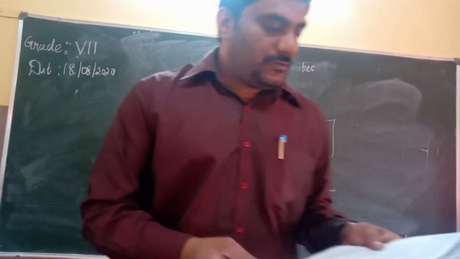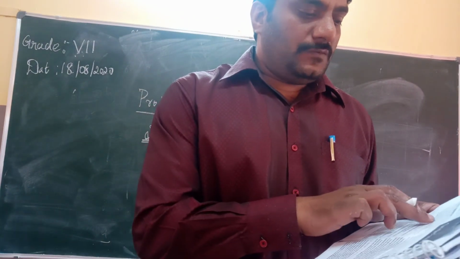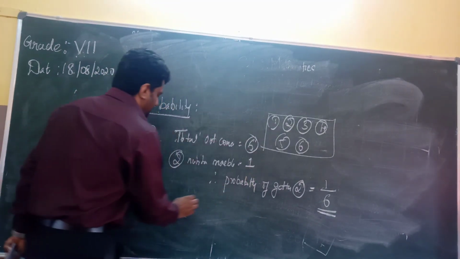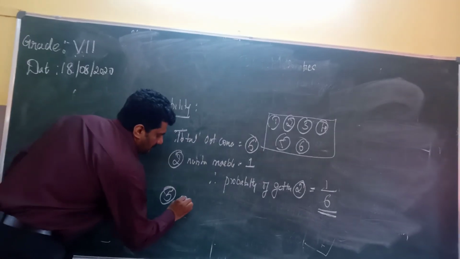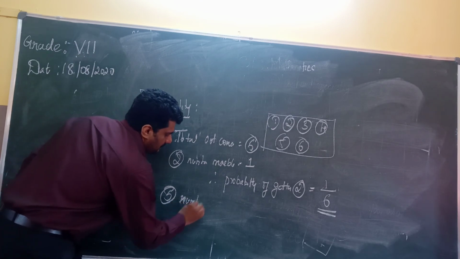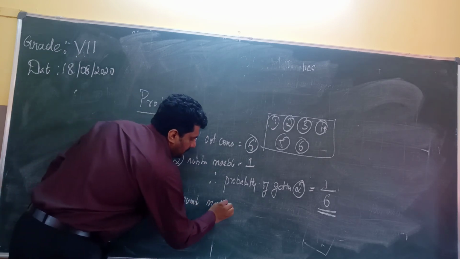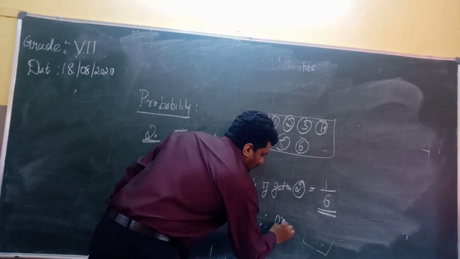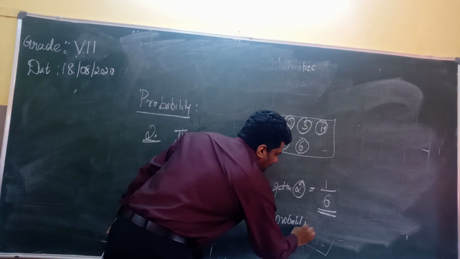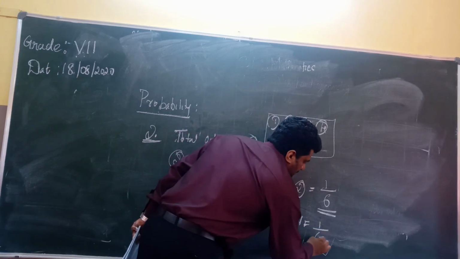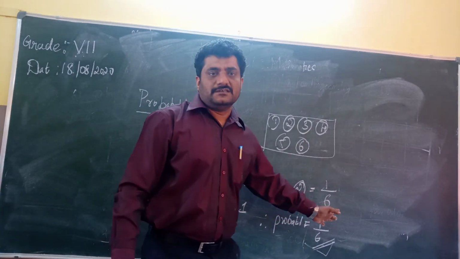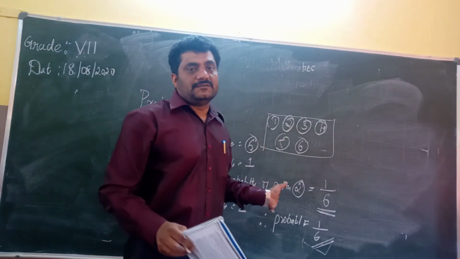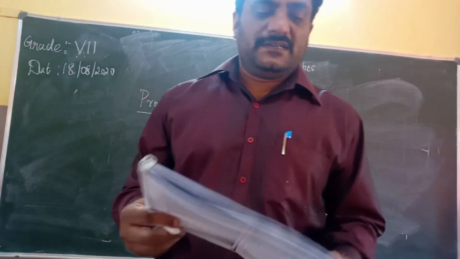Now the second part of the question. What is the probability of drawing a marble with the number 5? How many 5 numbered marbles do we have? We have only 1. Therefore, the probability will be equal to 1 by 6. You don't have to simplify further. You can just write it in fraction form. That is more than enough. Now these are the 2 questions I have asked in exercise 3.4, second problem.